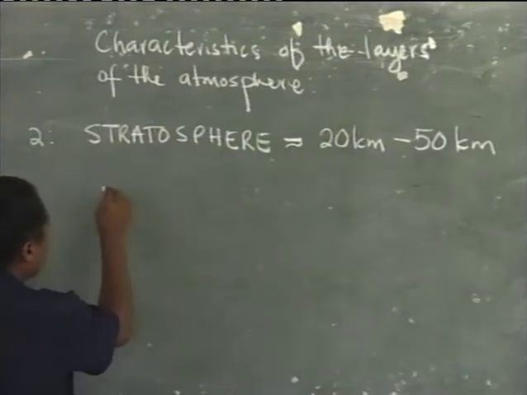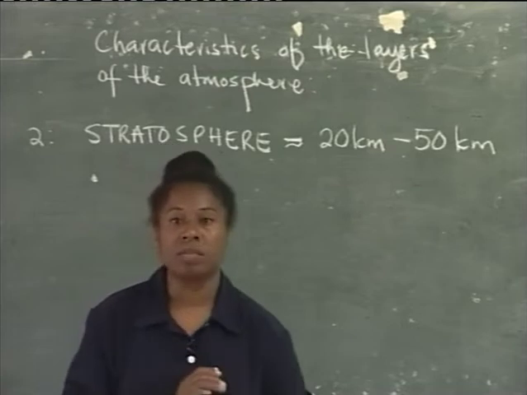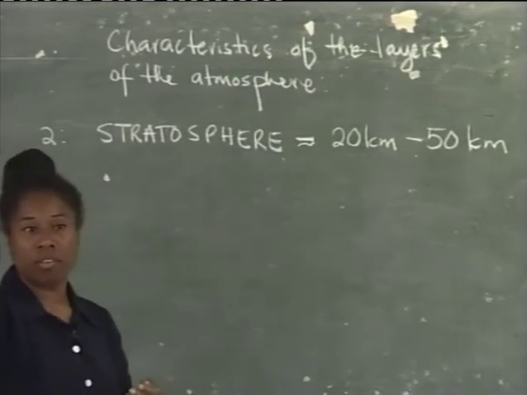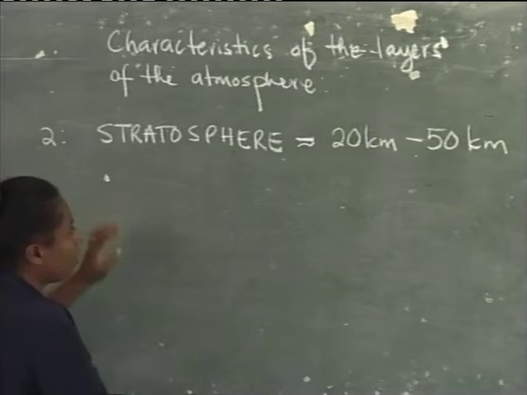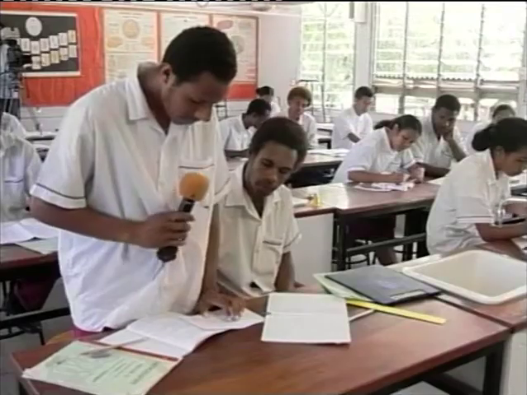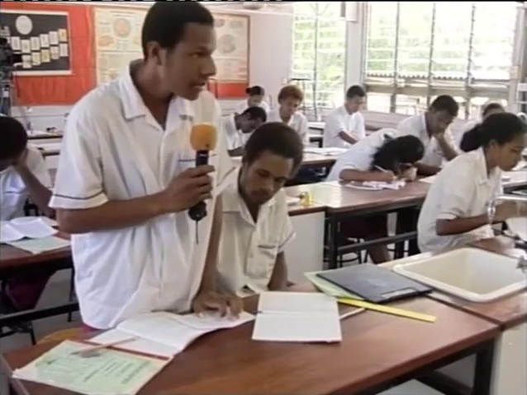The next thing now that we are going to make is a list of the characteristics of this particular layer. So we'll start from the front here and we'll go around. Gideon, you give us one of the characteristics of this particular layer, the stratosphere. Temperature increases with height.